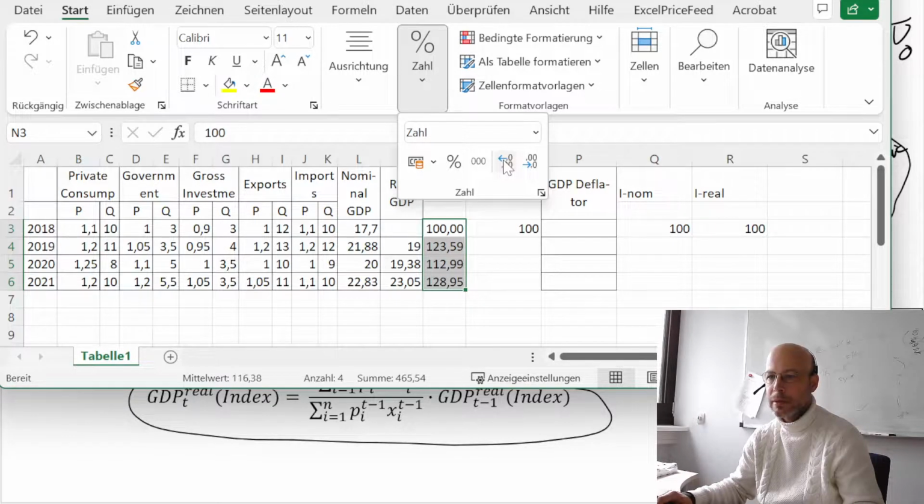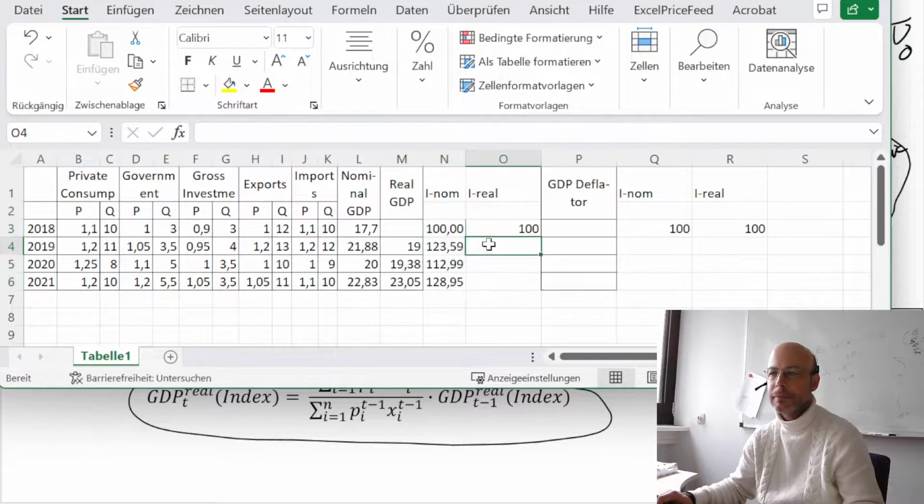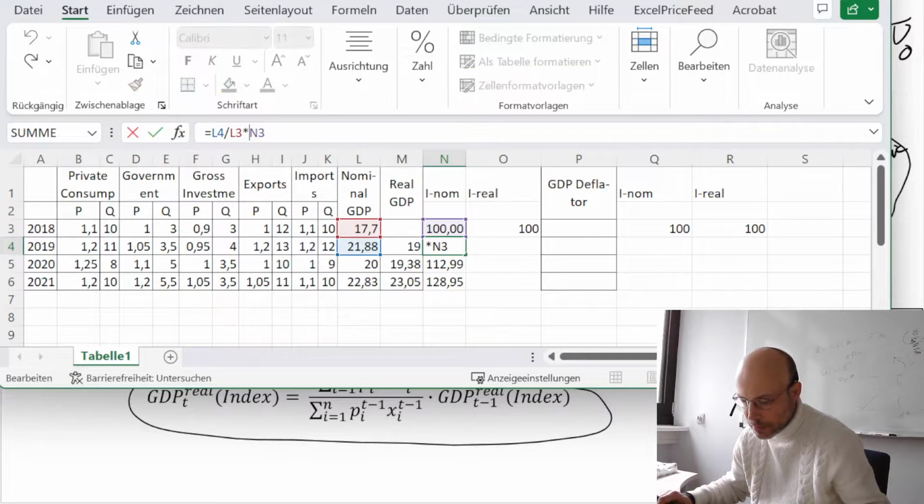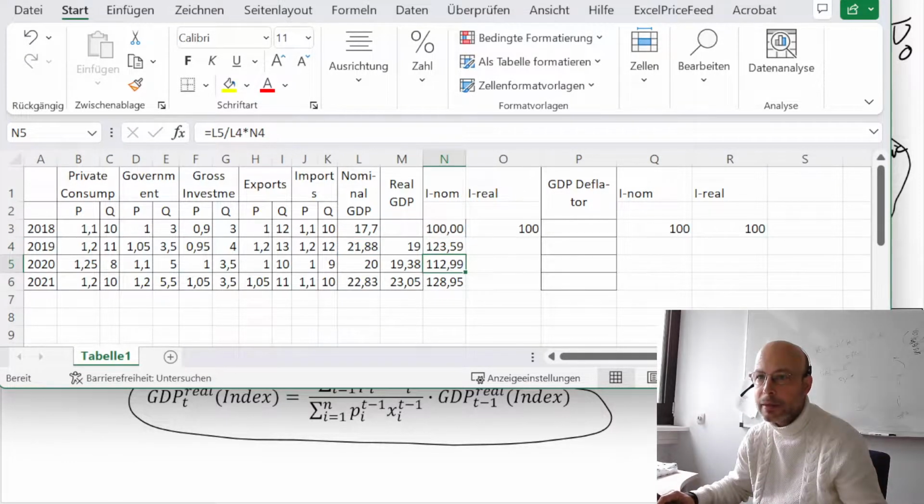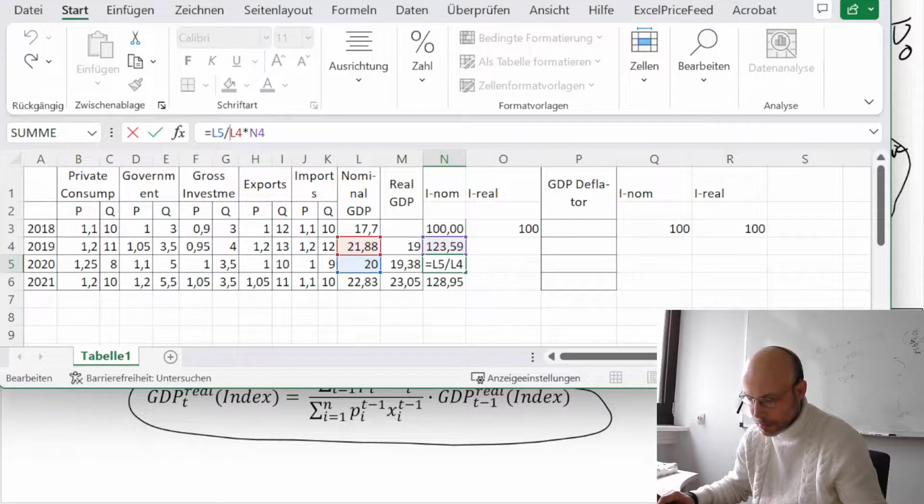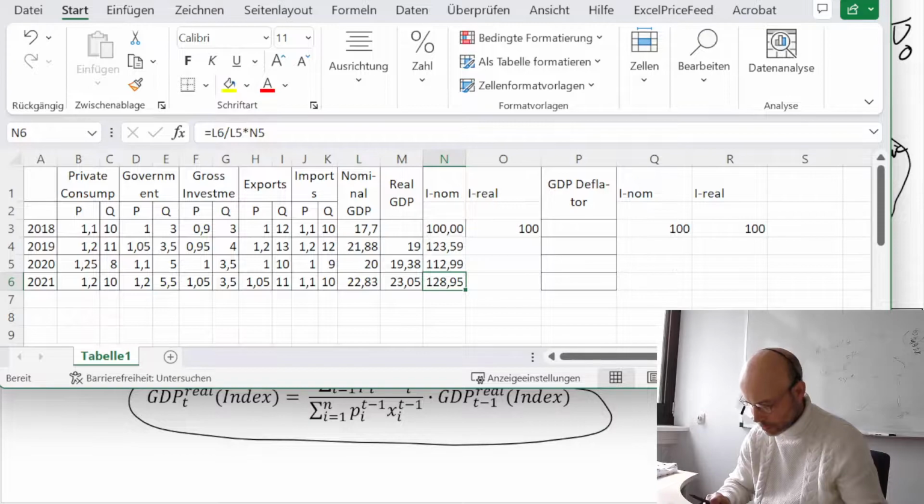Let's also put this here, the former period. Let me see if this is now correct. Times this, and this is this times this, and so on.